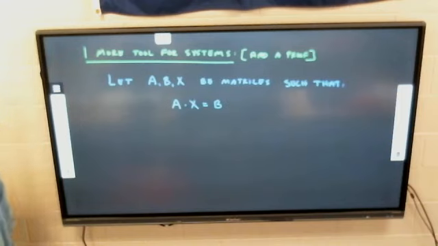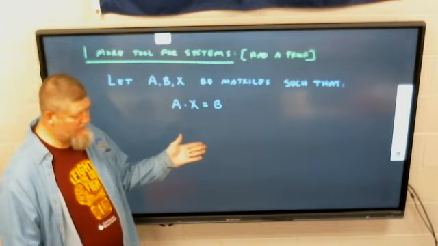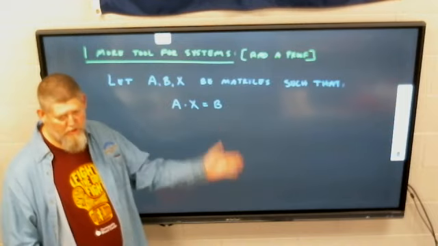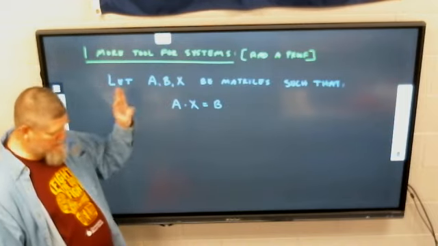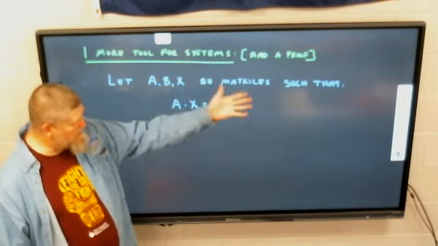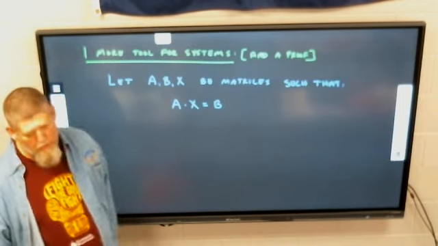Very simply, I have A, B, and X matrices, and then we have that word "such that." I am telling you that matrix A times matrix X, if the multiplication is possible, is going to equal matrix B. That's the way it is. If A cannot be multiplied by X, it doesn't fit this. A is going to be able to multiply by X, which is going to equal B.